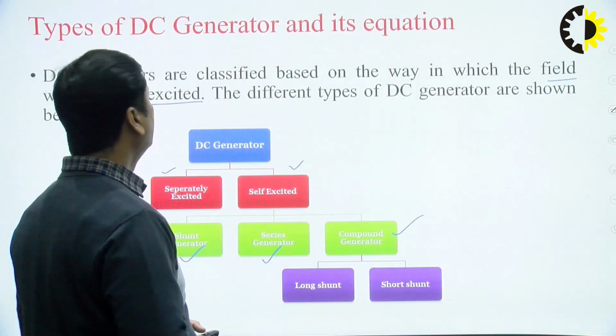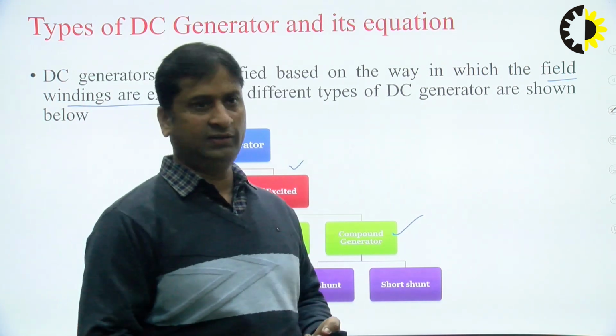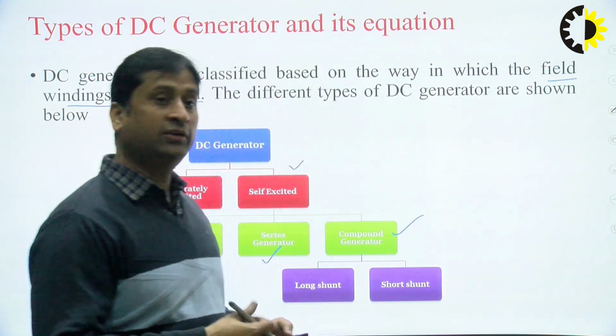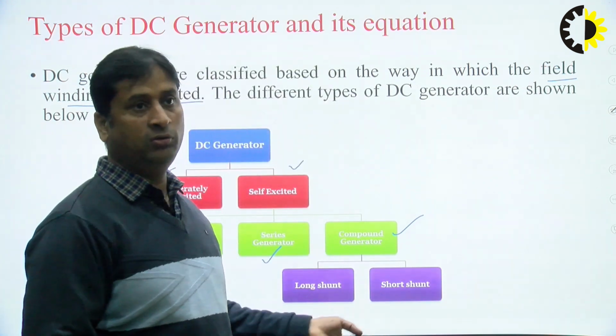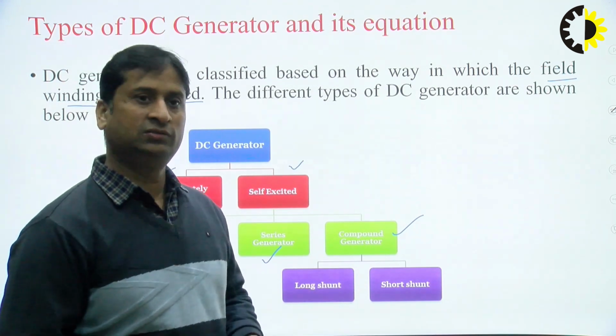And then we have the classifications: separately excited and self-excited DC generators. In the next lecture, we will discuss compound DC generators, like long shunt and short shunt. So thank you so much.